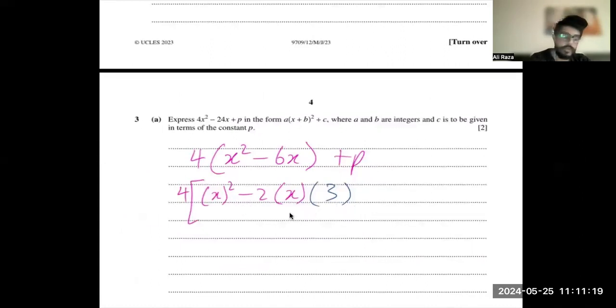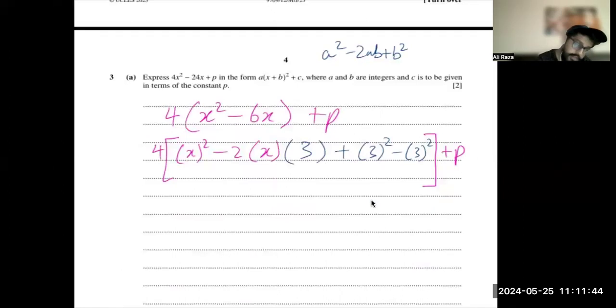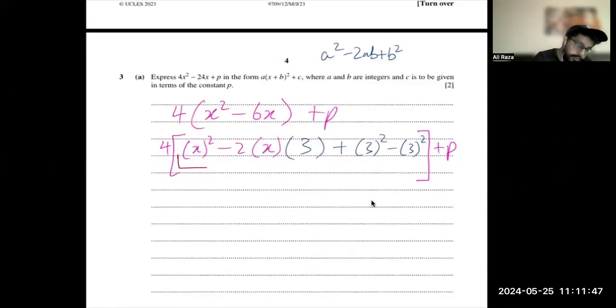And to complete the square, I should have a squared minus 2ab plus b squared, right? But we don't have the term b squared over here in this bracket. So I'll add a b squared and I'll subtract a b squared, so there is no net effect on my equation. And I have the plus p outside. Now these three terms can be completed into a square bracket.